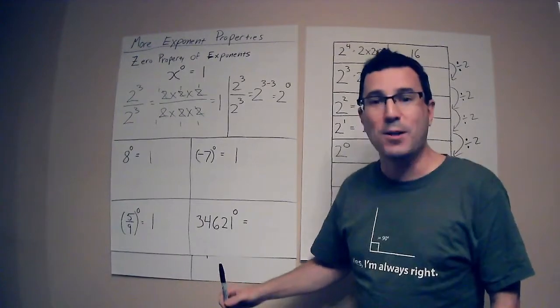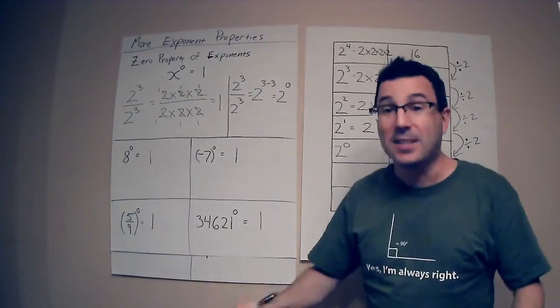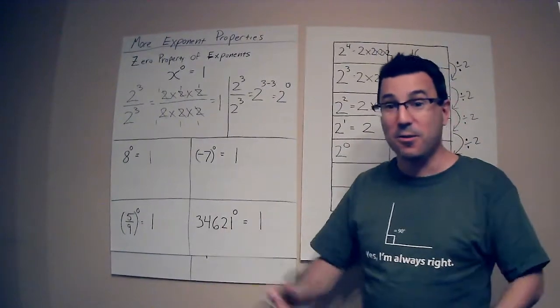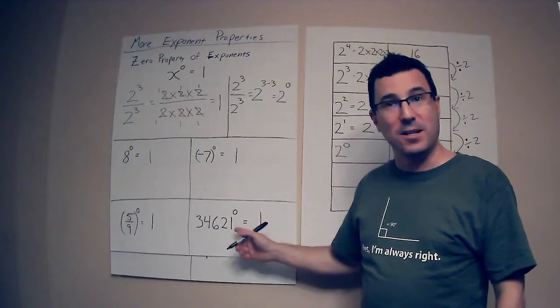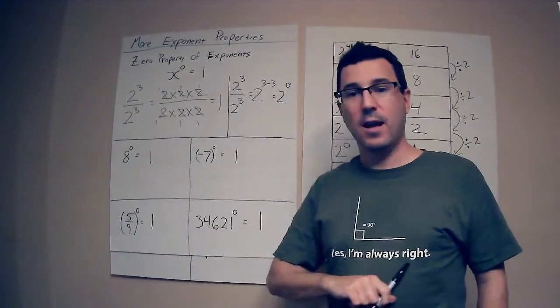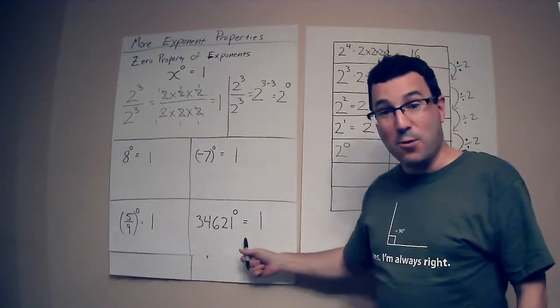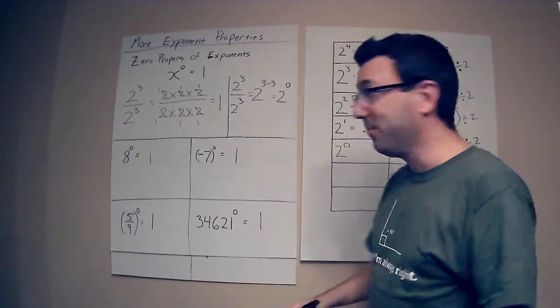X to the 0 is always 1. Anything to the 0 is 1. I could write race car and put it to the 0 power. It's going to equal 1 every single time.